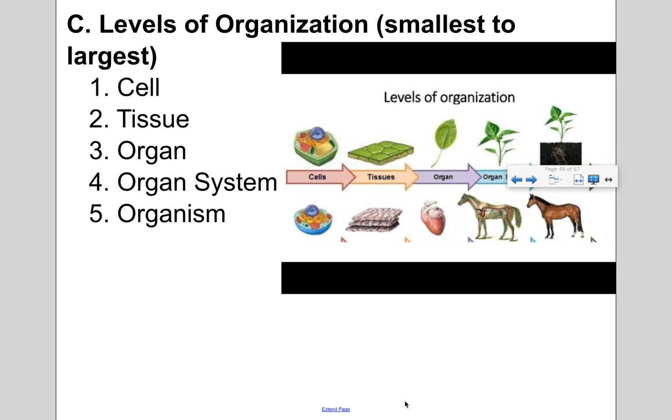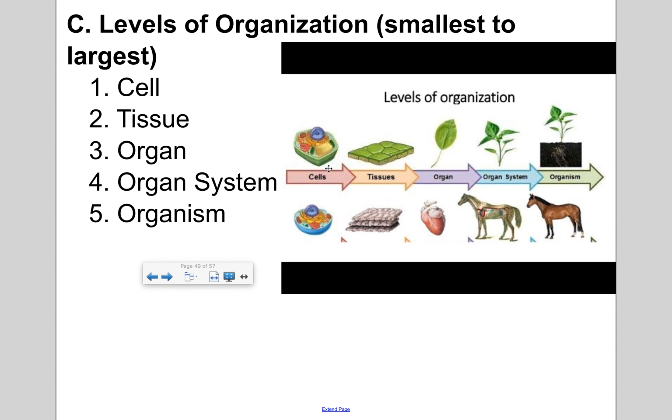Now with cell specialization, we do have levels of organization, and this is listing from smallest to largest. So cells, the basic unit of life. But if you get a bunch of the same cells together, you have created a tissue. And if you have different types of tissues working together, then you have produced an organ. And when you get a bunch of organs working together, now you have an organ system. And then finally, several different organ systems working together, you get an organism.